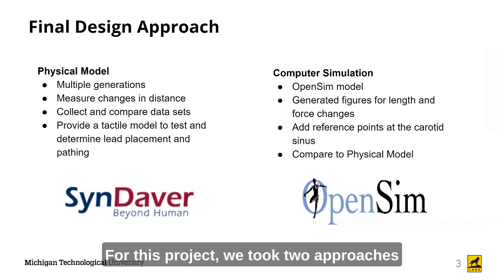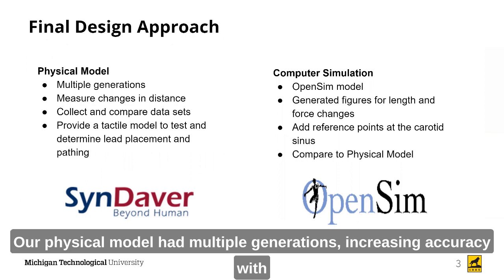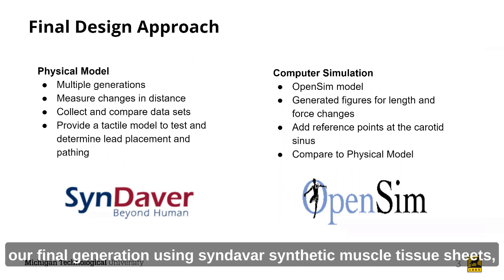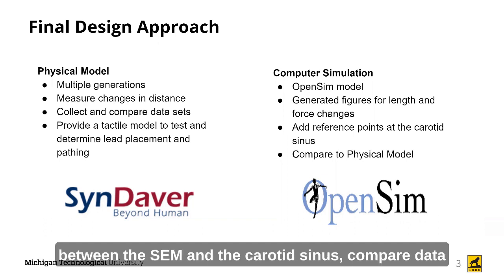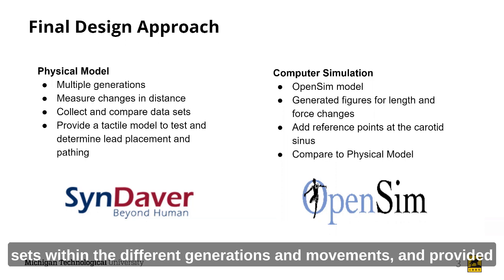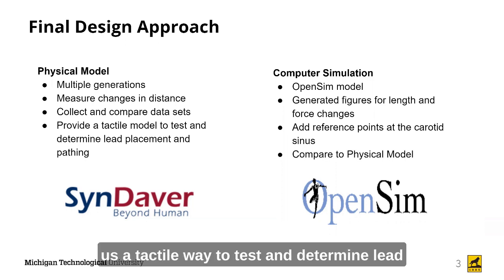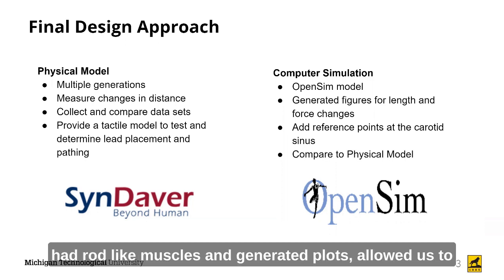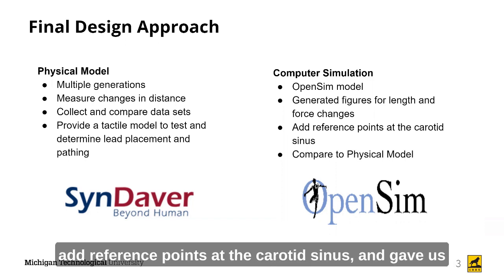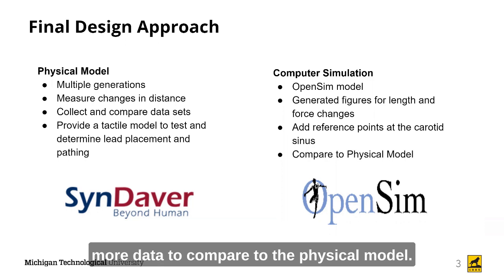For this project, we took two approaches, a physical model and a computer simulation. Our physical model had multiple generations, increasing in accuracy with our final generation using Syndaver synthetic muscle tissue sheets, allowing us to physically measure the changes in distance between the SCM and the carotid sinus, compare data sets within the different generations and movements, and provided us a tactile way to test and determine lead path placement and pathing. The computer simulation utilized a pre-created OpenSim model that had rod-like muscles and generated plots, allowed us to add reference points at the carotid sinus, and gave us more data to compare to the physical model.